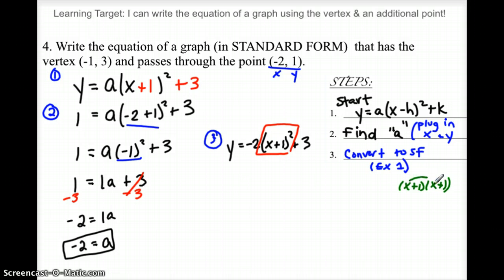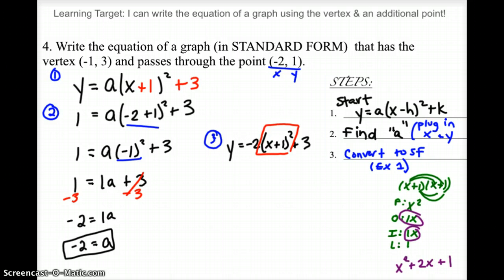To FOIL that, we would do our firsts. x times x is x squared. Our outers, x times 1 is 1x. Our inners, 1 times x is 1x. And then our lasts, 1 times 1 is a 1. So I have like terms here that I can add together. And when I add them, I end up with x squared plus 2x plus 1.